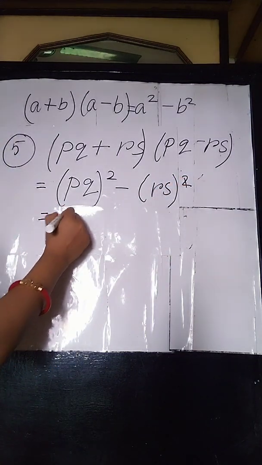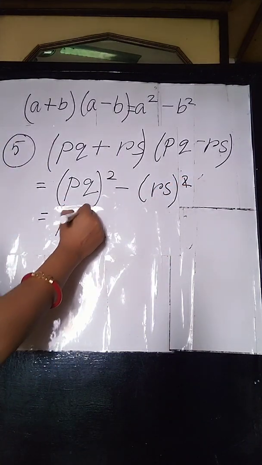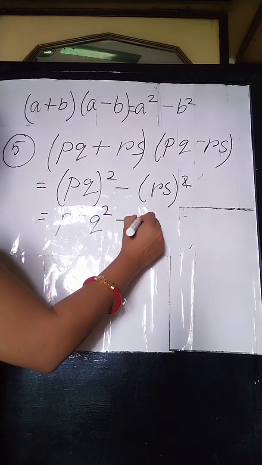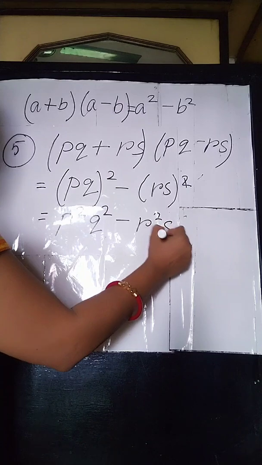So ultimately, if we remove the bracket, we will get P square minus Q square minus R square S square. So this is the answer after applying the formula (a plus b) into (a minus b). In this way we will solve the sum.